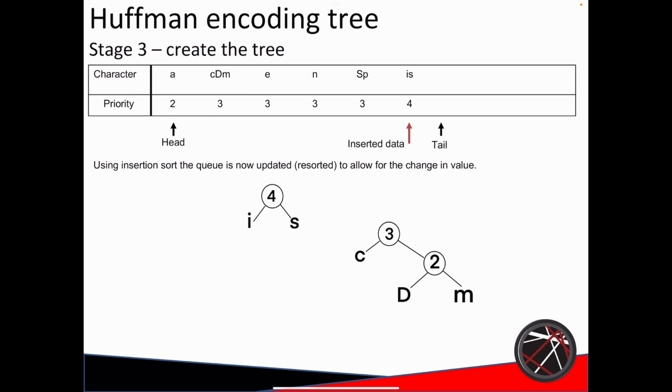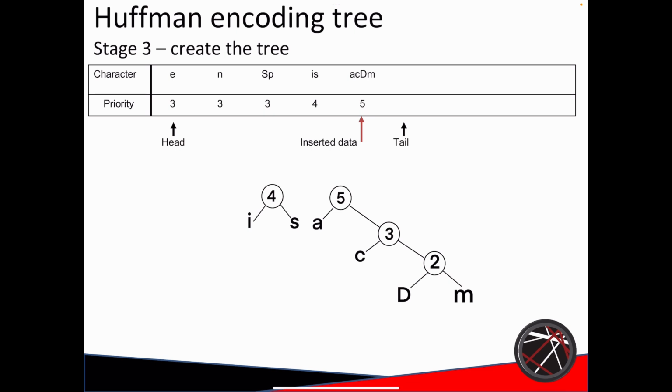Let's continue. So we now are going to combine A, C, and D and M. So therefore I'm going to bring A up here. That's got a frequency of 2, and therefore when it's combined with there, it's going to have a frequency of 5 altogether. And again, I'm going to move it here. Ticking up a little bit now.